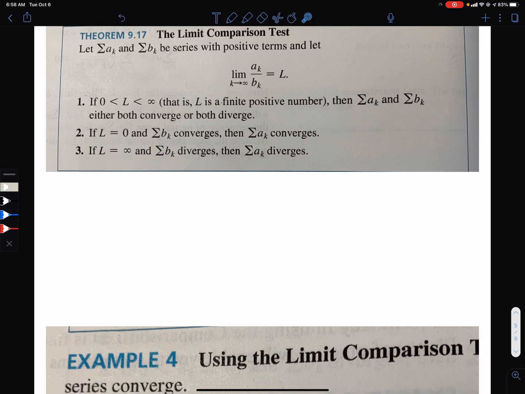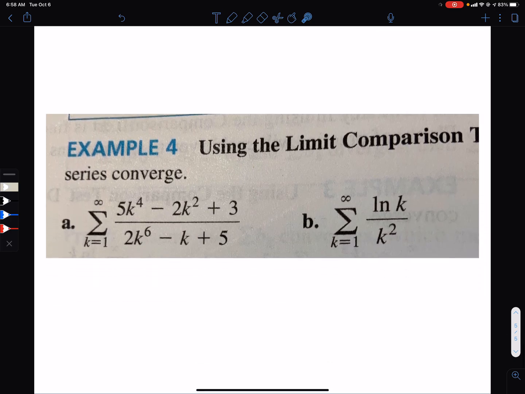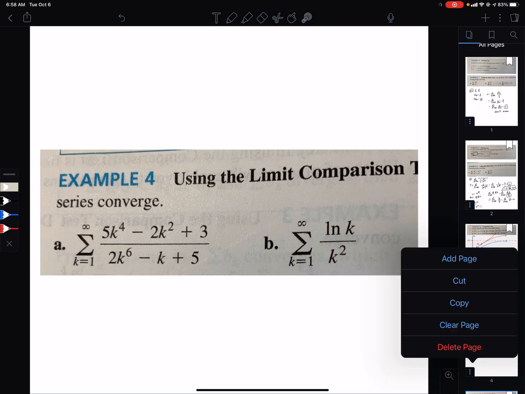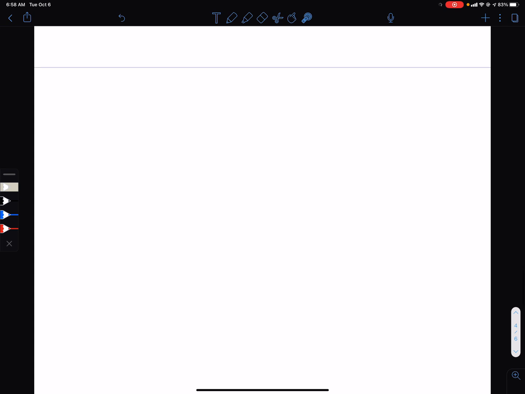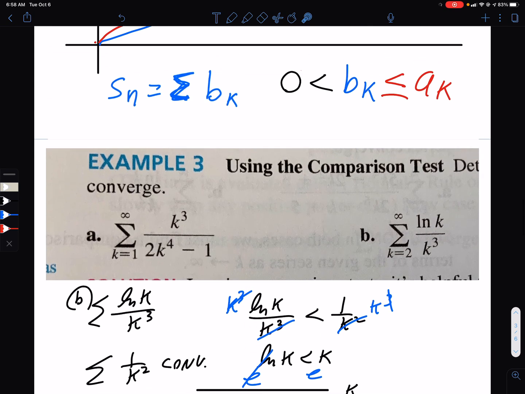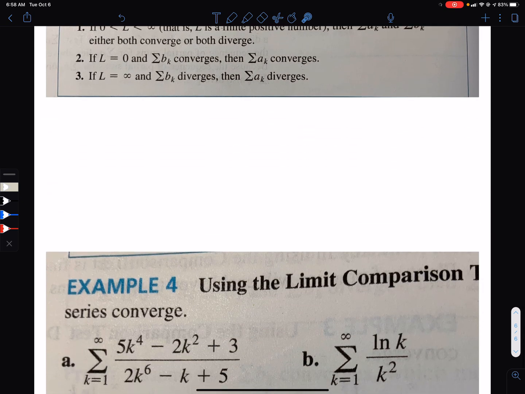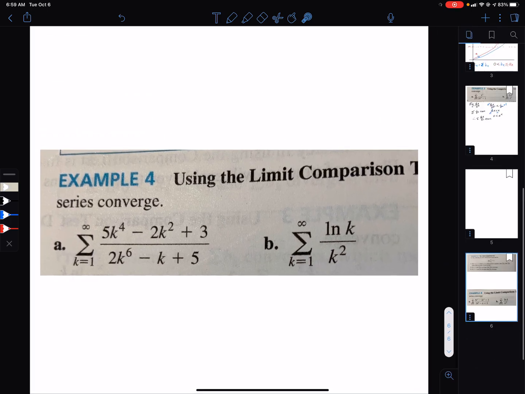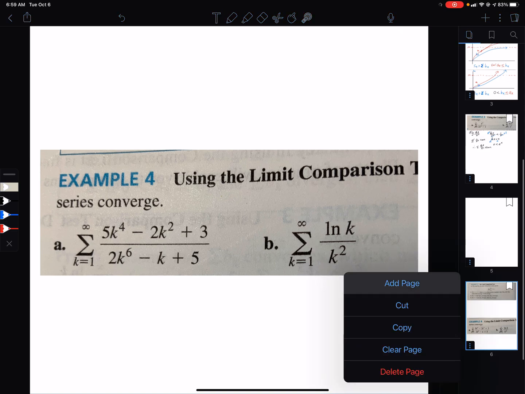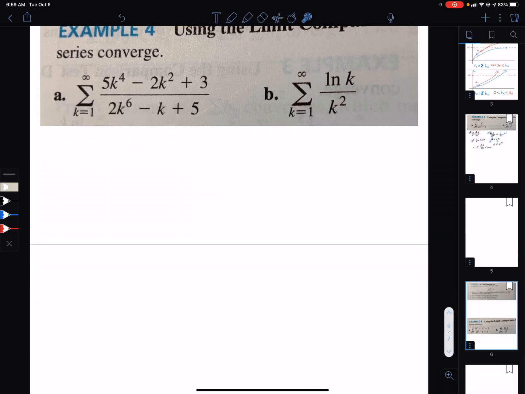So let me do a couple examples. I need another page here. I put it in the wrong place. I want it below this page. Let's see if I can do that again. There we go.